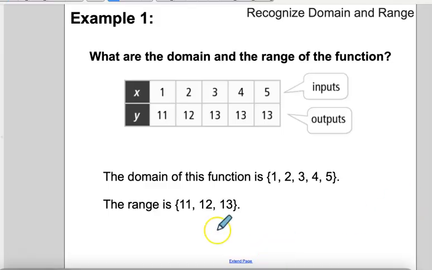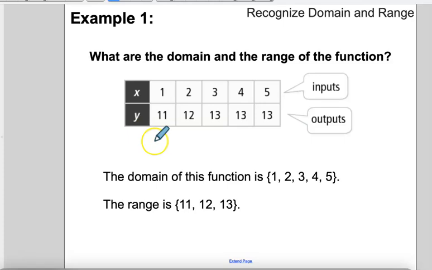And then when you're listing your range values, because the 13 repeats, you really just want to list one of each that are listed there. We usually like to list them when they're in numerical order, right? 11, and then 12, and then 13. So when you're listing a set of domains and ranges, right?